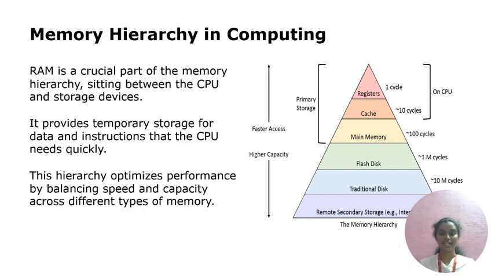In the given diagram, under the primary stage, the registers, the cache, and the main memory come. On the CPU, the registers take 1 cycle, whereas the cache memory takes 10 cycles. The main memory is approximately 100 cycles, for faster access. The flash disk is 1 million cycles. The traditional disk is 10 million cycles.